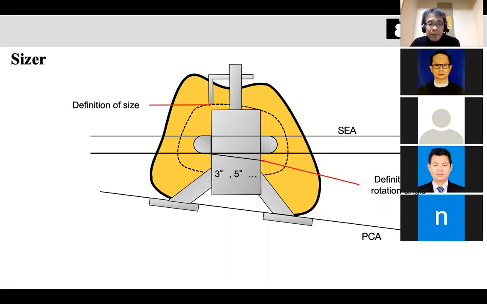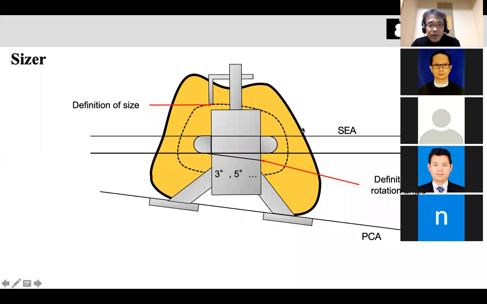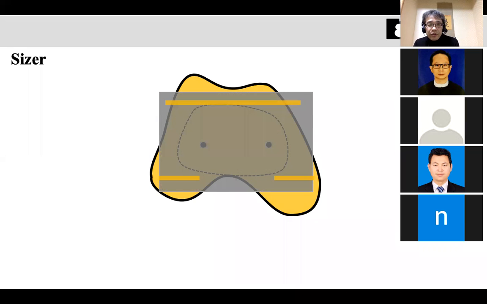Then make the hole here, and take out the sizer and put on the cutting block. So using this technique, we can decide the rotation alignment of the femur precisely.